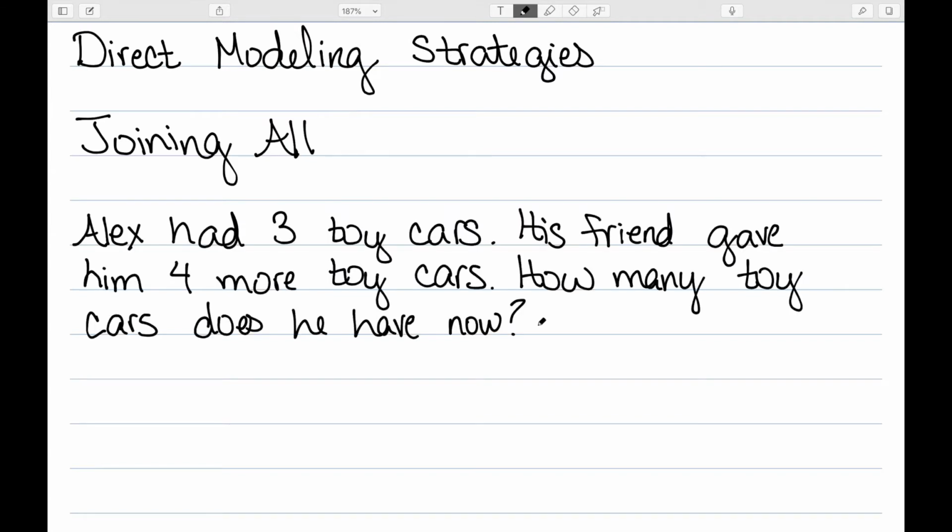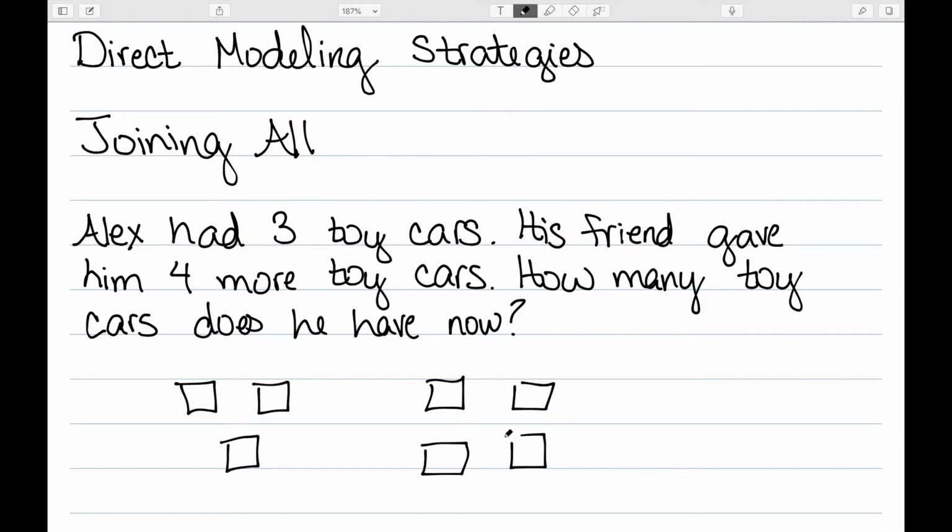So let's look at an example of this. Alex had 3 toy cars. His friend gave him 4 more toy cars. How many toy cars does he have now? To use the joining all strategy, a kid may have 3 objects or 3 fingers over here, or 3 drawings like I have here. On this side, they'll do 4 since his friend gave him 4 more. And then we smush these together and count them. 1, 2, 3, 4, 5, 6, 7. So the result would be 7.